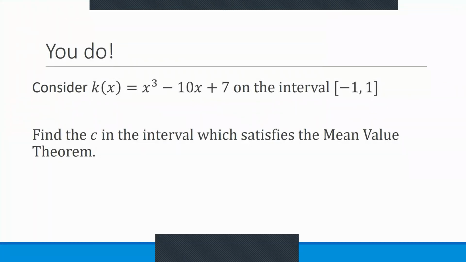I would like you to do the following problem. Consider k of x on the closed interval from -1 to 1. Find the value in the interval which satisfies the mean value theorem.